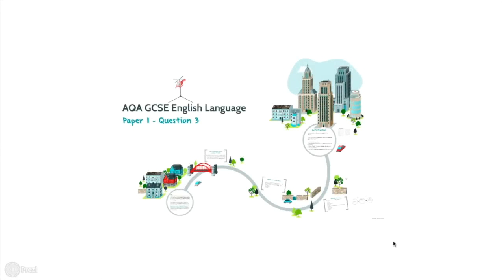Hello everybody and welcome to part 2 of my video on the AQA GCSE English language exam with specific reference to question 3 on paper 1. In part 1 I guided you through what you needed to do in order to achieve full marks on this question, and we started to look at some useful sentence starters we could use for our point, quote, explain paragraphs.